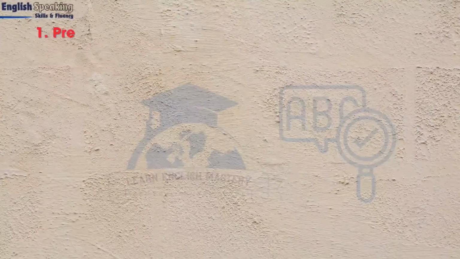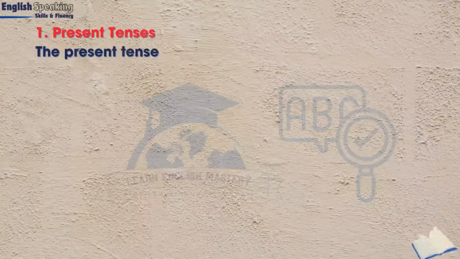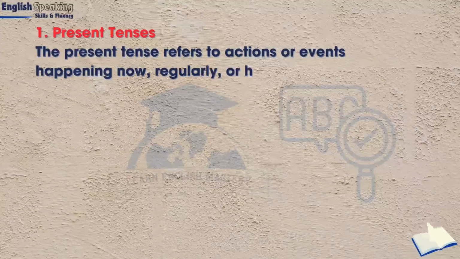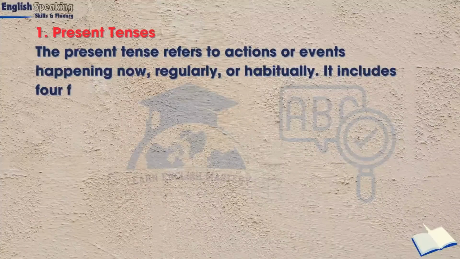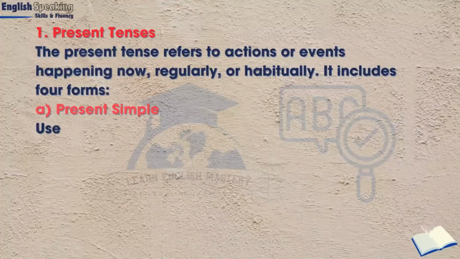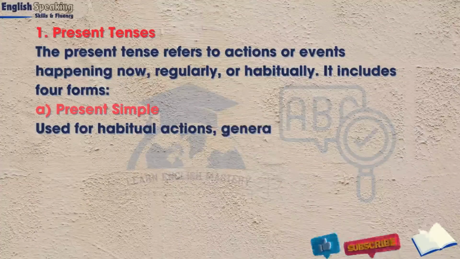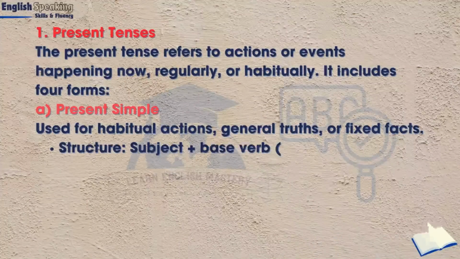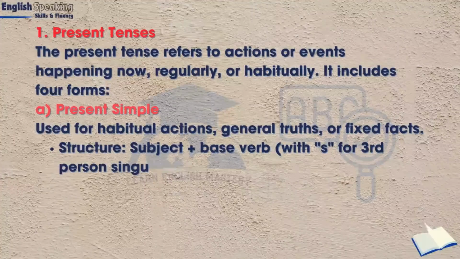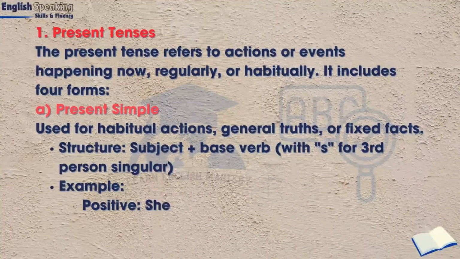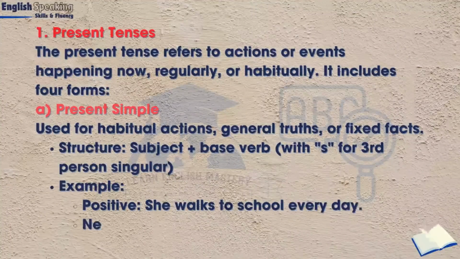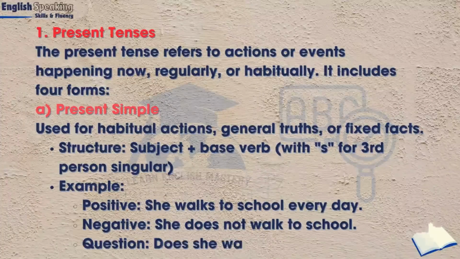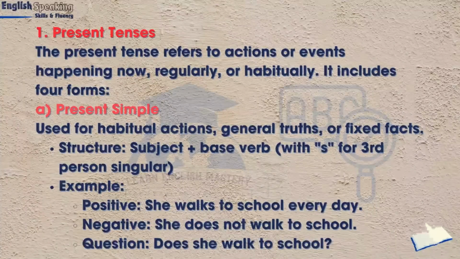1. Present tenses. The present tense refers to actions or events happening now, regularly, or habitually. It includes four forms: a. Present simple, used for habitual actions, general truths, or fixed facts. Structure: subject + base verb, with s for third person singular. Example: positive, she walks to school every day. Negative, she does not walk to school. Question: does she walk to school?